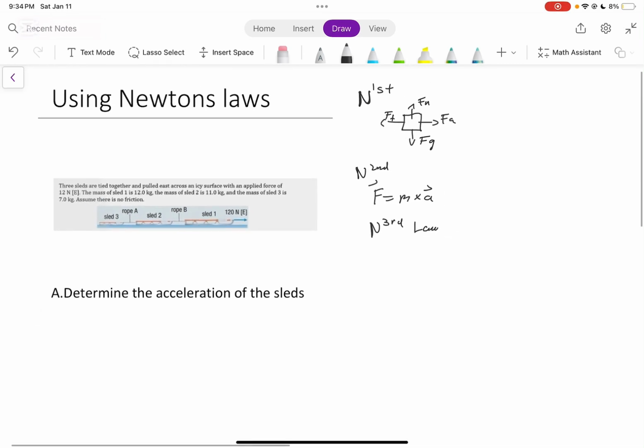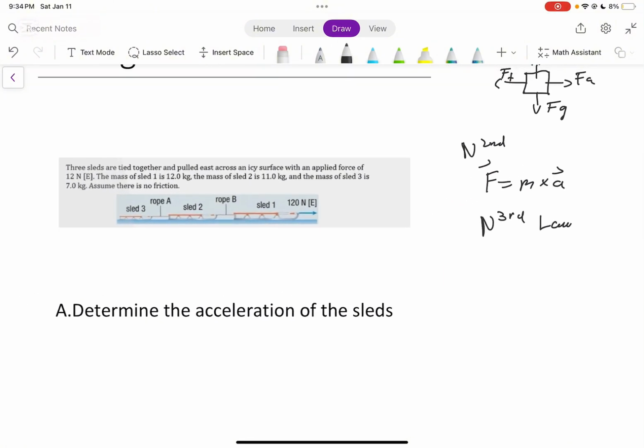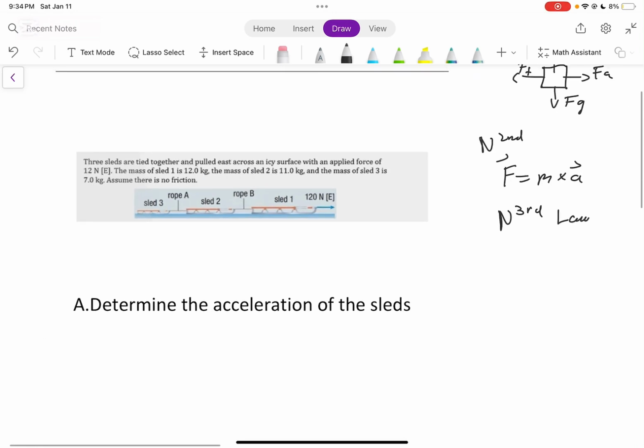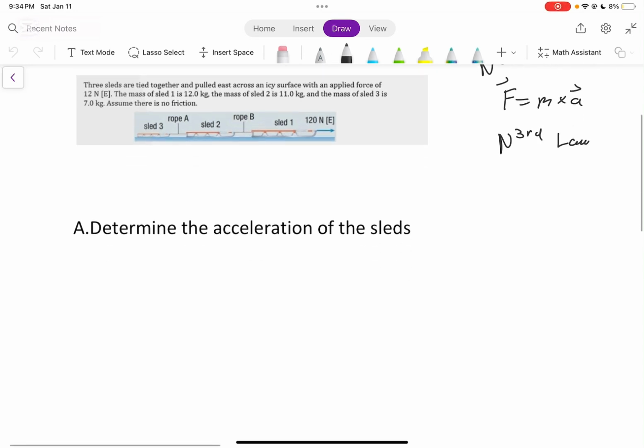So that's something to keep in mind when working through these problems, and will be crucial to really looking at the problems that we have. So let's read the question and see what we have. It says 3 sleds are tied together and pulled east across an icy surface with an applied force of 12 newtons east. The mass of sled 1 is 12 kilograms, the mass of sled 2 is 11 kilograms, and the mass of sled 3 is 7 kilograms. Assume there is no friction.